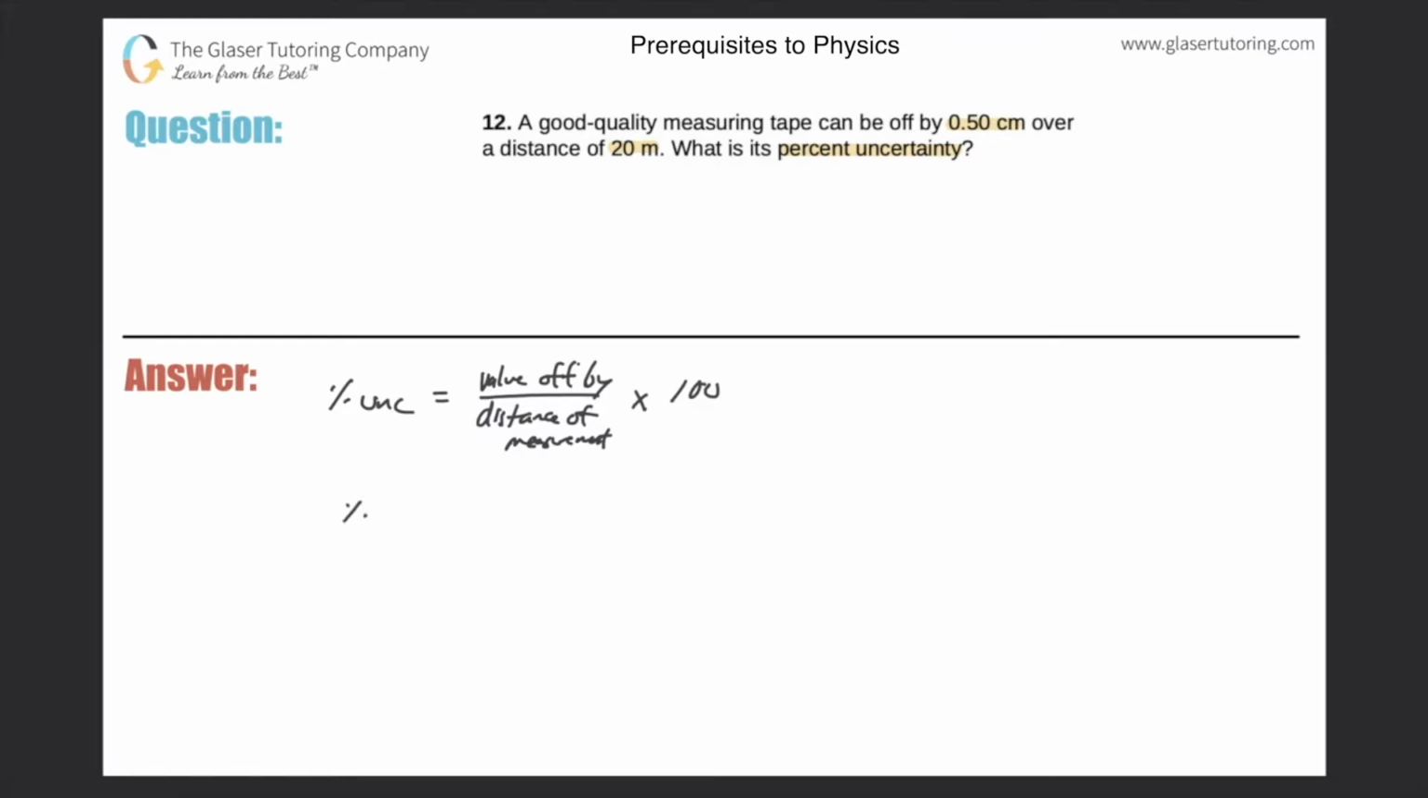So if we use this simple model, the percent uncertainty should be 0.50 centimeters divided by 20 meters times 100.